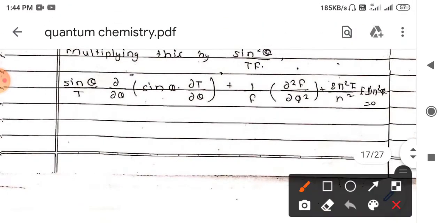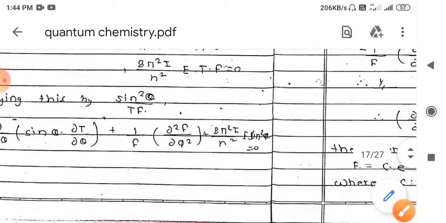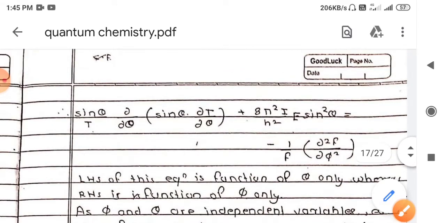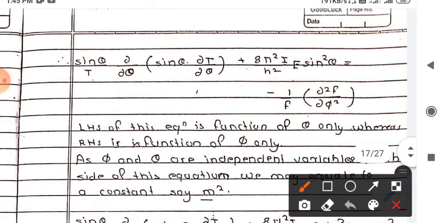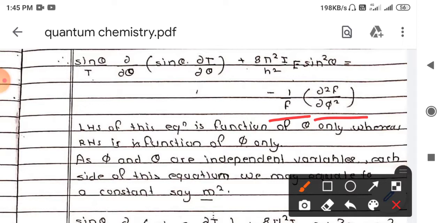Once we have multiplied, we get the equation: sine theta upon T into ∂/∂theta of sine theta dT upon dtheta, plus 1 upon F into d²F upon dphi square, plus 8π²I upon h² into E into sine square theta. Upon rearranging the above equation, we can write: sine theta upon T into ∂/∂theta of sine theta dT upon dtheta, plus 8π²I upon h² into E into sine square theta, which equals minus 1 upon F into d²F upon dphi square.